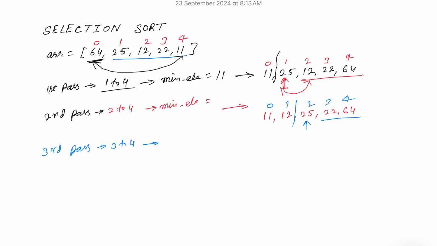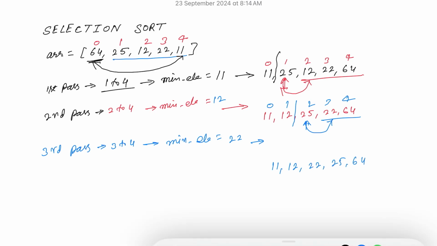Okay, so what is the minimum element? Here was 12. Here from 3 to 4, 22. So 22 will be swapped with 25. So after swapping, it will be 11, 12, 22, 25, 64. So till here it is sorted.